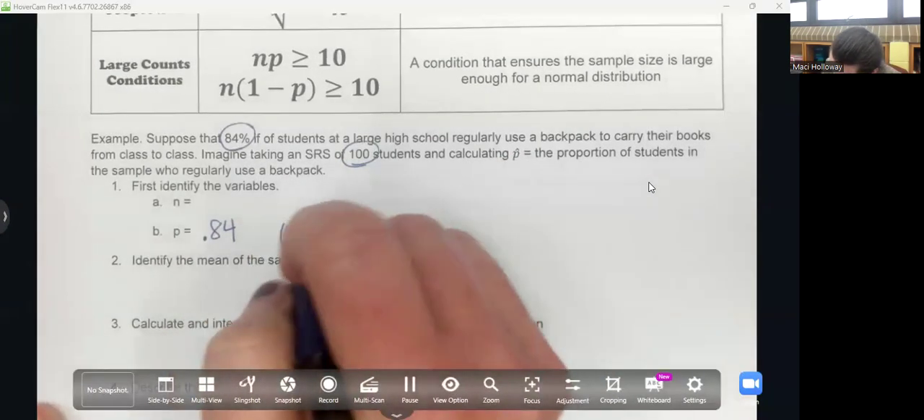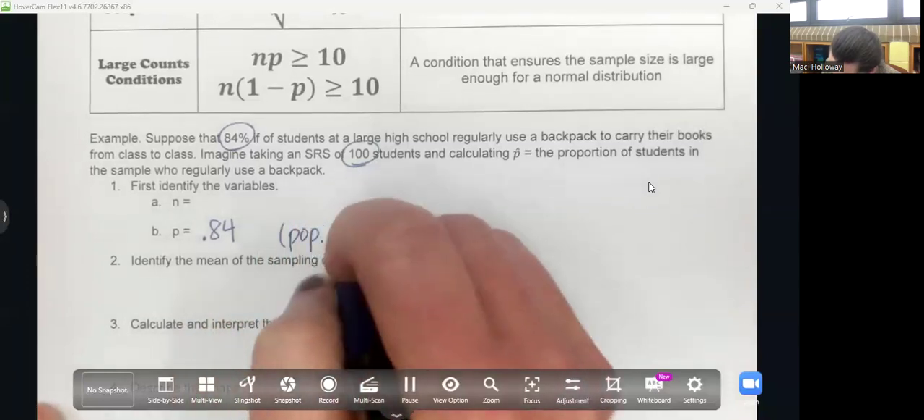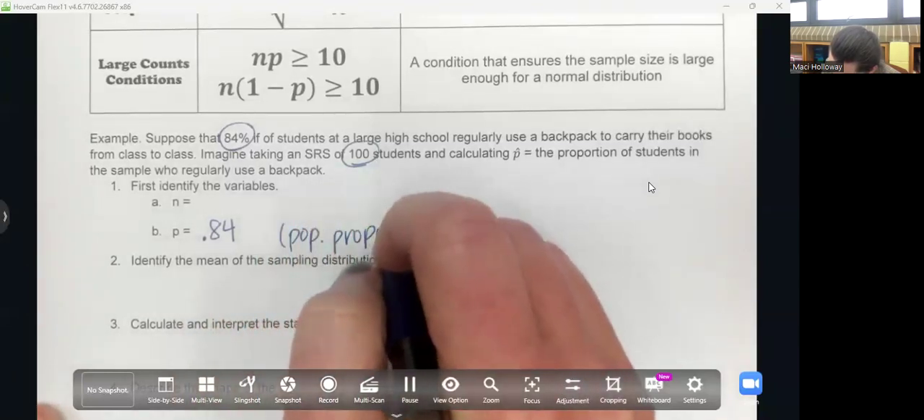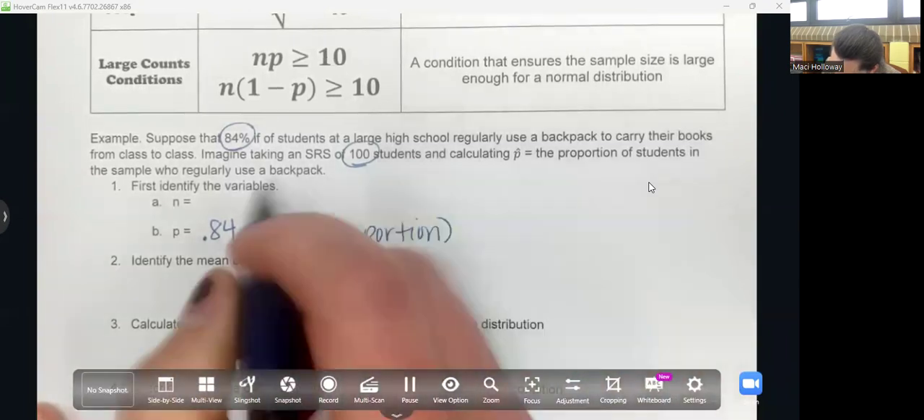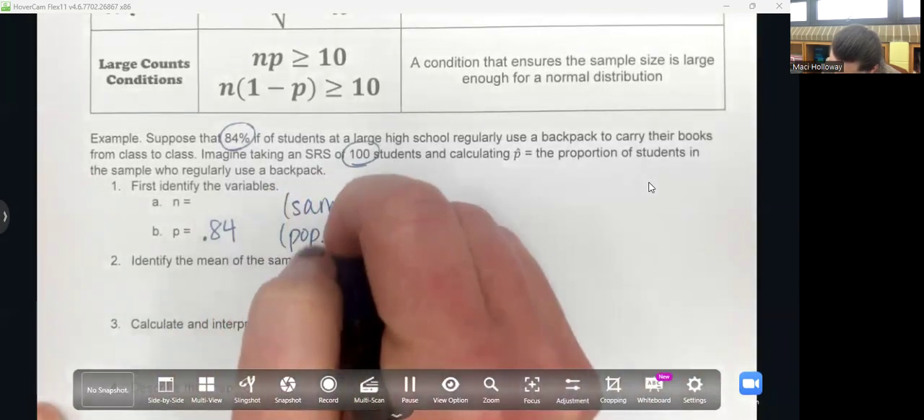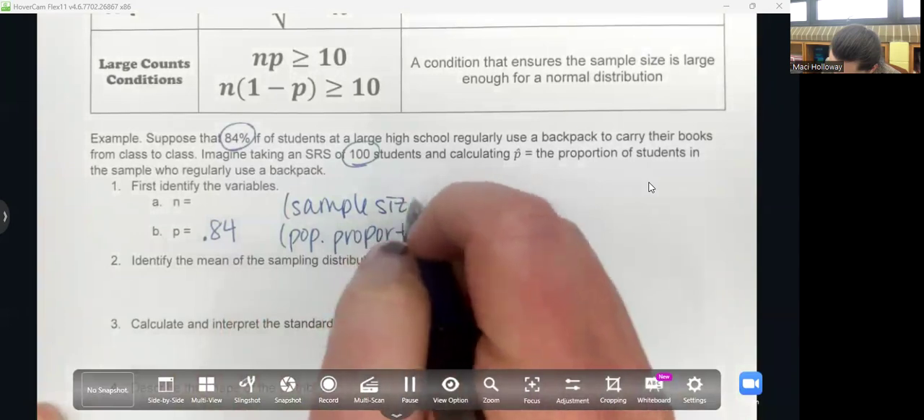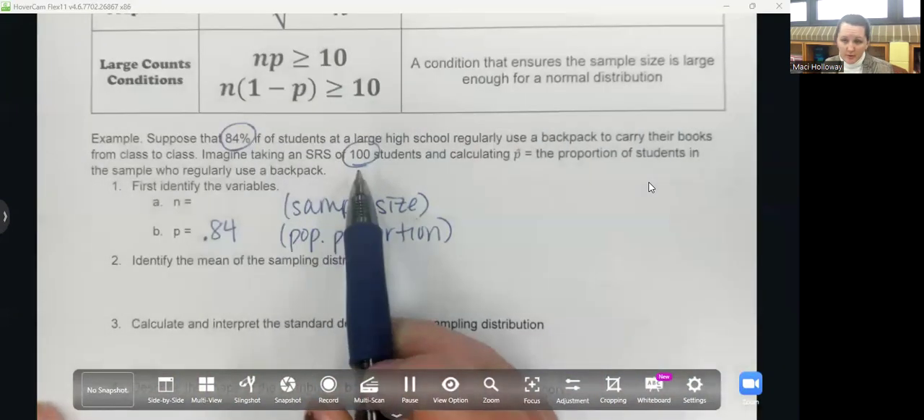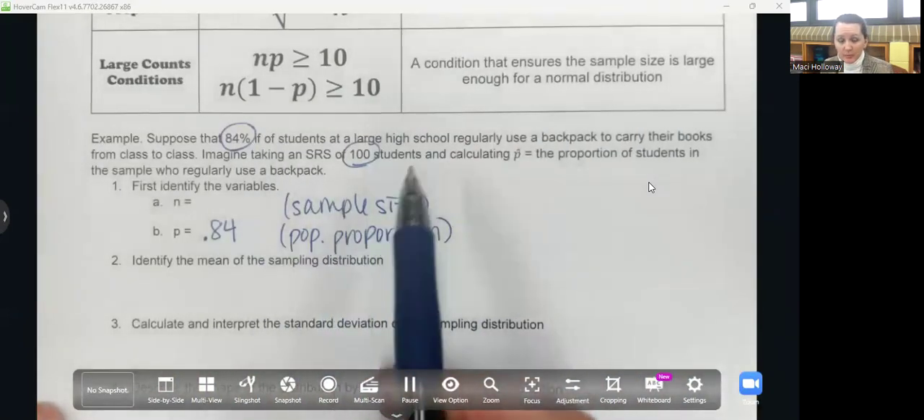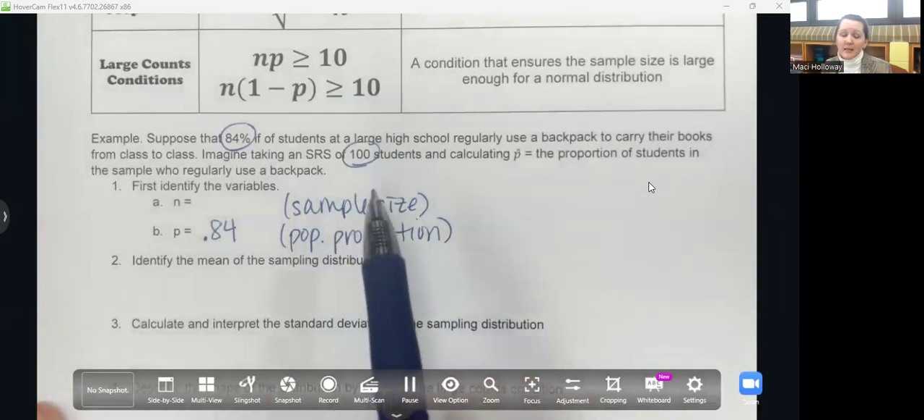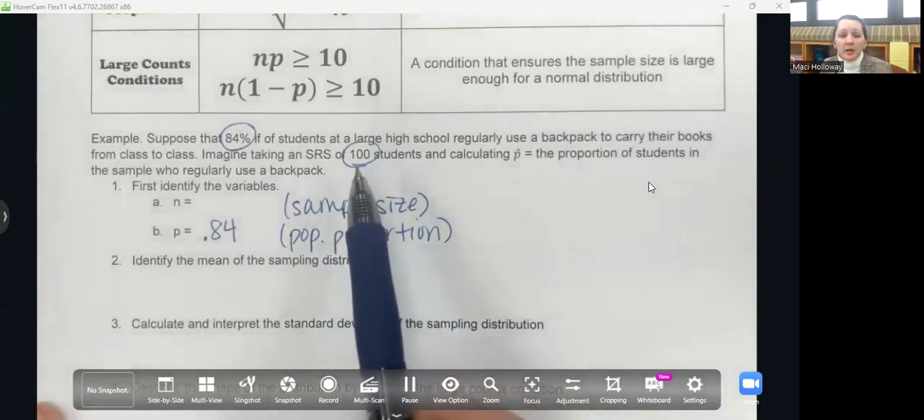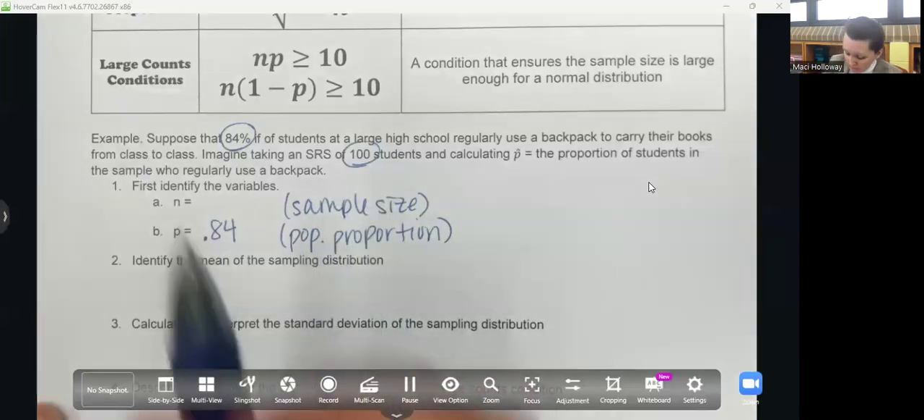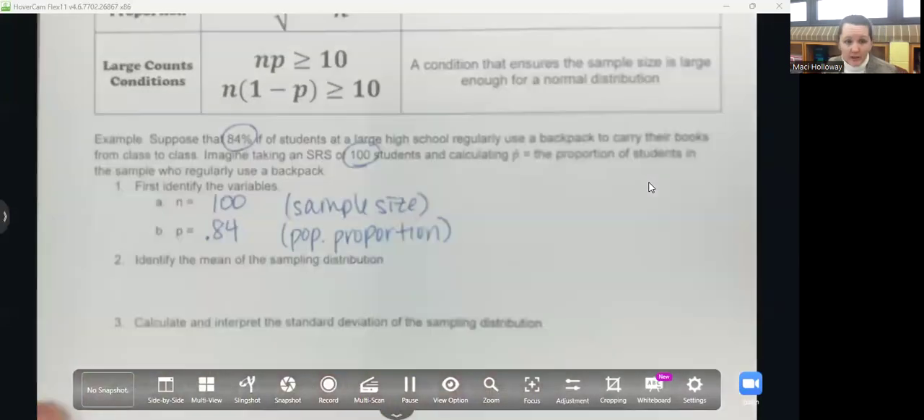So let's write that down: p is the population proportion, and n represents the sample size. Notice it was a large high school, so it doesn't tell us how many students there were, but there are probably close to 3,000. They're doing a sample of 100 students, so that's our n value.